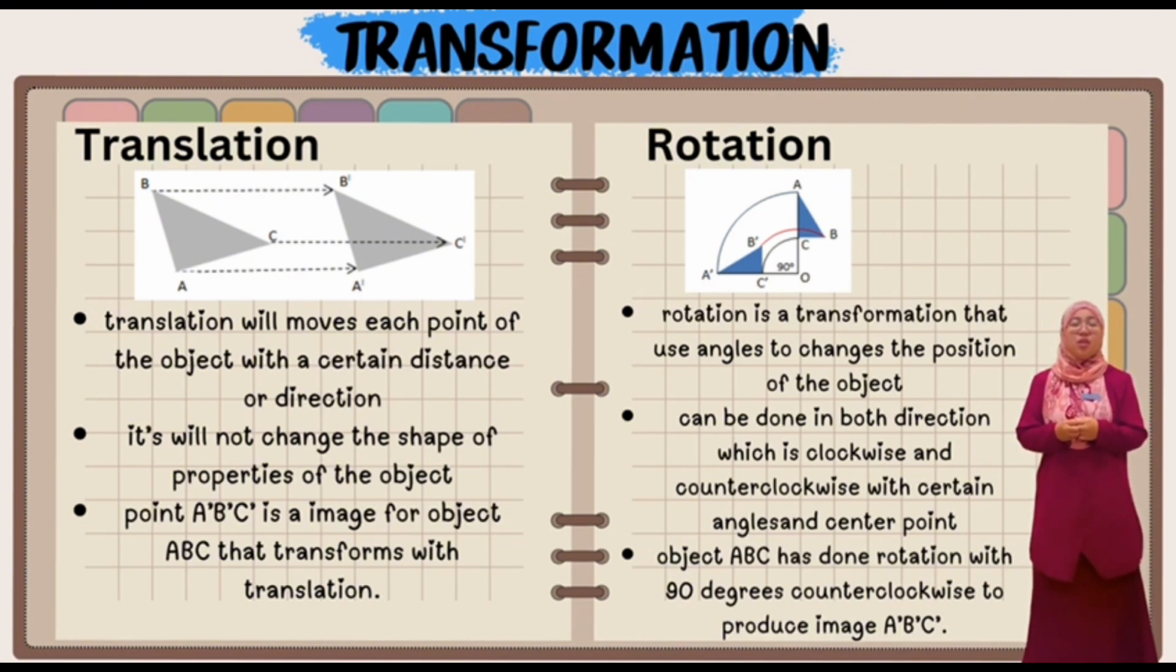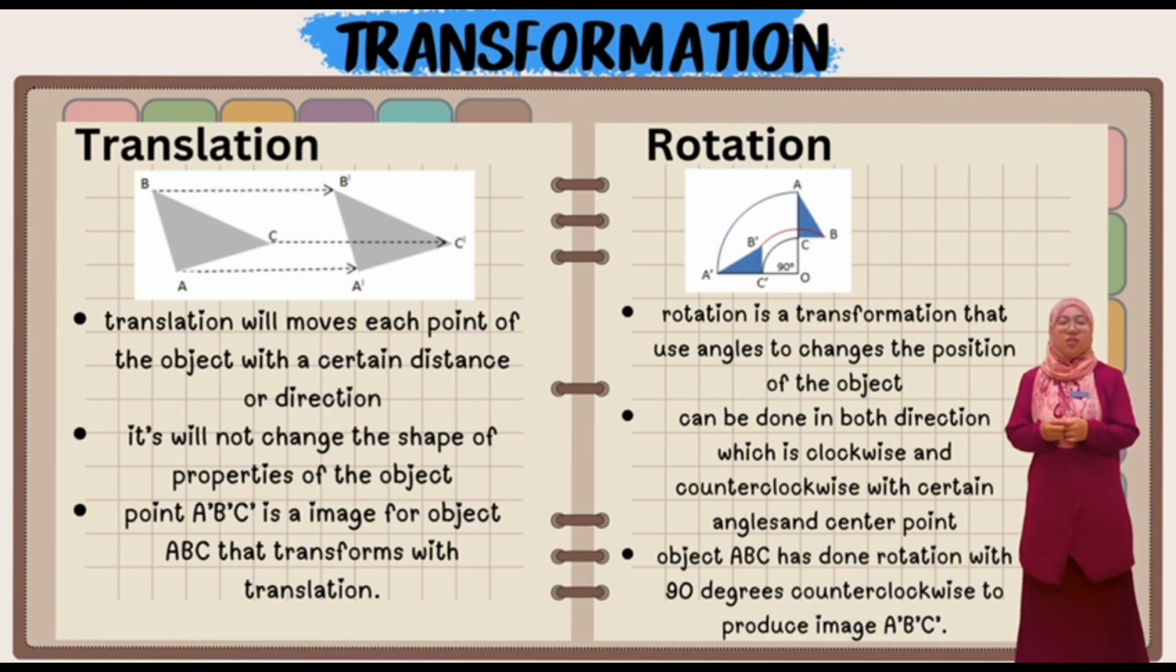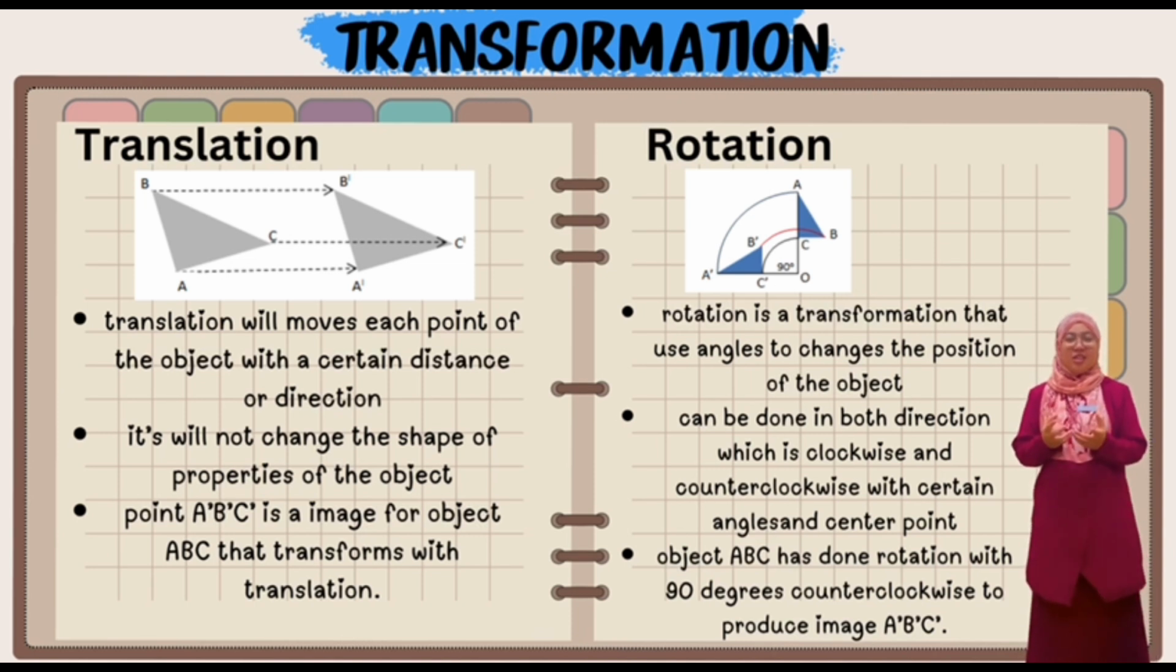As an example, we can see points A prime, B prime, and C prime are the image of object ABC that is transformed with translation. The second transformation is rotation.